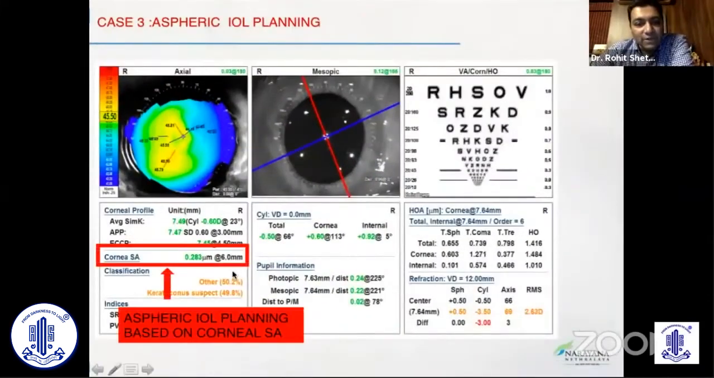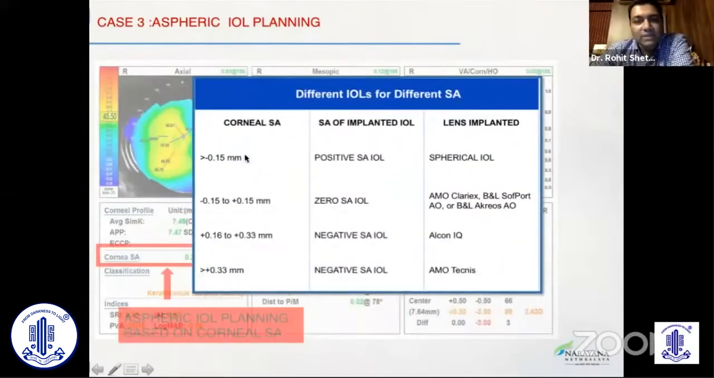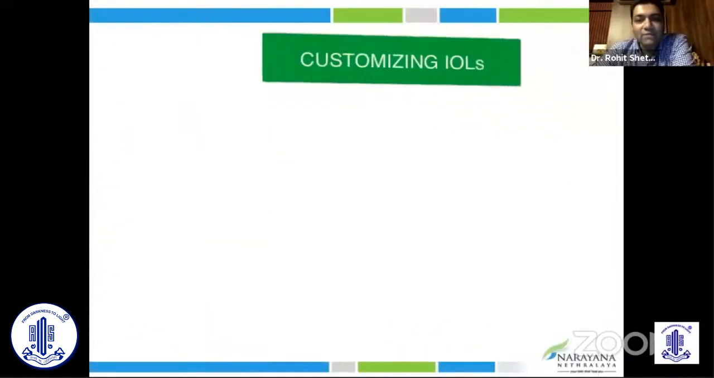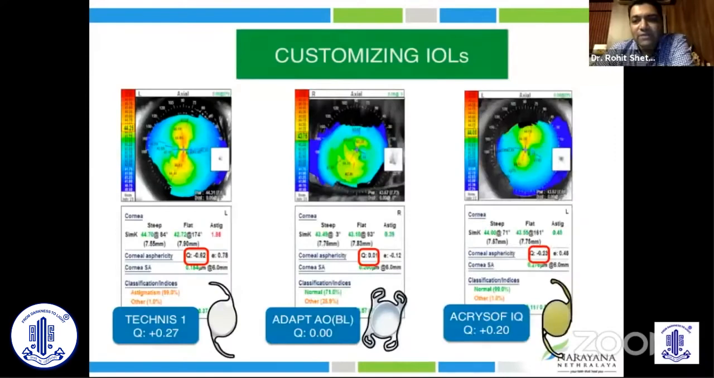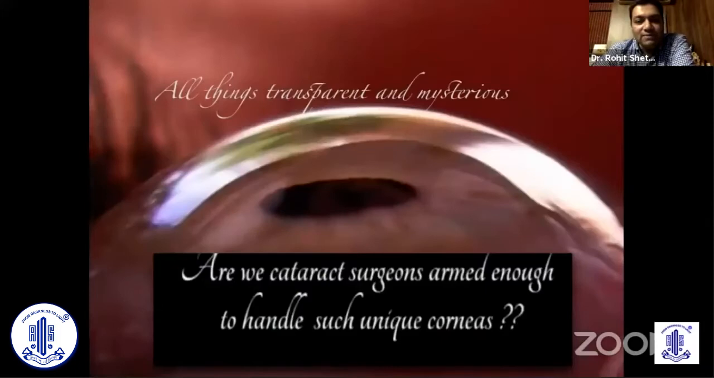And it also picks up keratoconus suspects. A lot of keratoconus patients come to you who never knew that they have a keratoconus, and you can think about planning aspheric lenses. All of us know what type of asphericity we need to correct if the cornea has a certain level of spherical aberration. So your customization becomes easier. Based on your corneal asphericity and spherical aberration, you can choose the type of lenses you want, if you're trying to look at one of your extended depth of focus lenses.